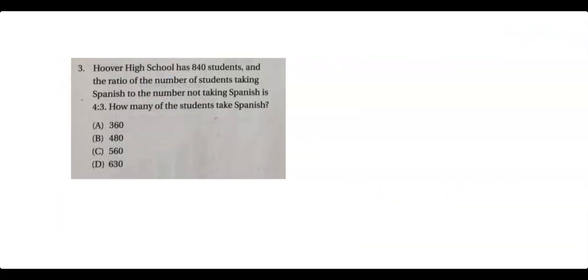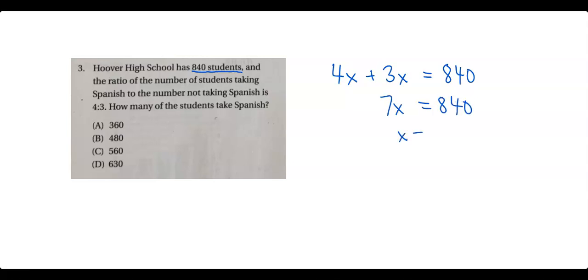Okay, in the next problem we have Hoover High School has a total of 840 students, and the ratio of the number of students taking Spanish to the number not taking Spanish is 4 to 3. So if we write this as 4x would be the number taking Spanish, 3x would be not taking Spanish, and then the total is 840. We combine this, we get 7x equals 840, x equals 120, and the number of students that take Spanish is going to be 4 times x, which is 4 times 120, and that's 480.